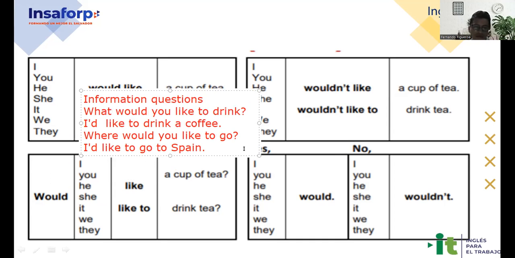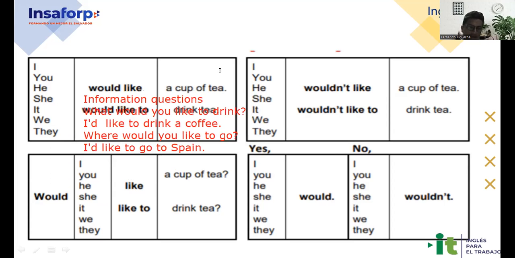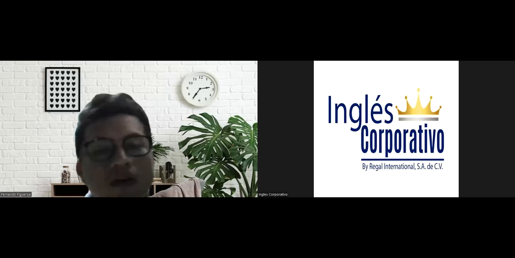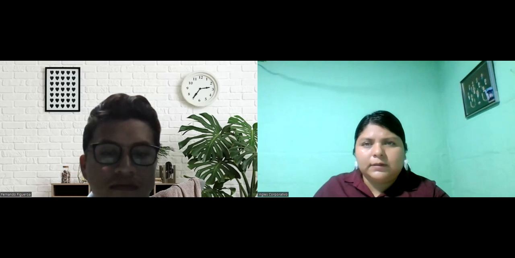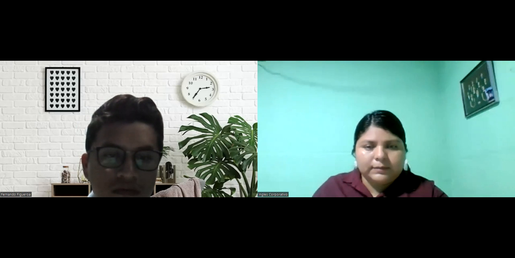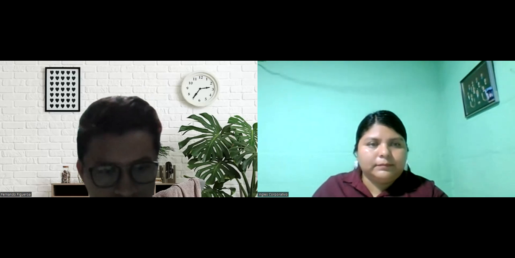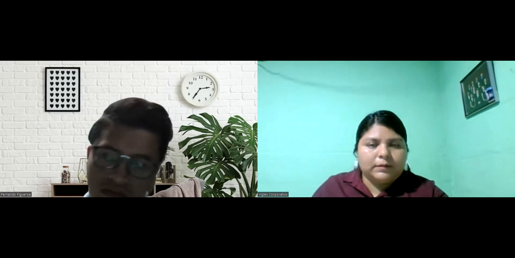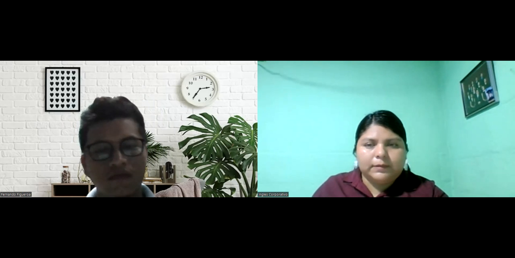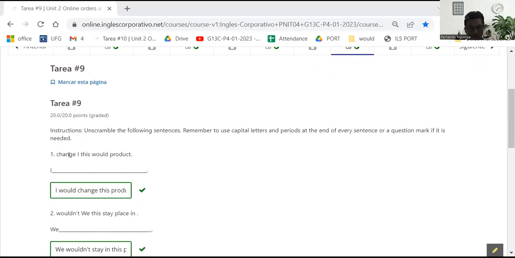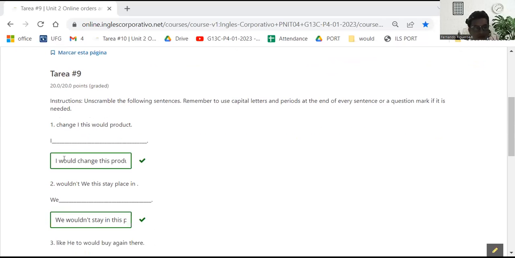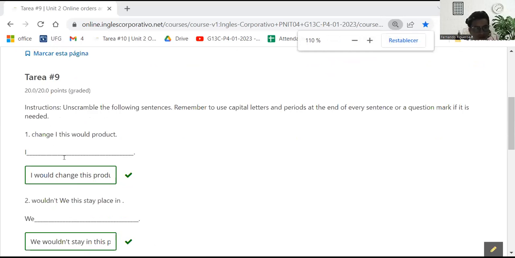Ahora podemos ver. Bueno, no sé si hasta el momento tiene preguntas, Fernando. No. Ok. Todo claro. Ahora podemos ver el ejercicio. Just let me open that. Solo que no sé si me lo modificaron ahí. Bueno, en la tarea 9 tenemos que organizar la oración. Vamos a acercar un poco más.